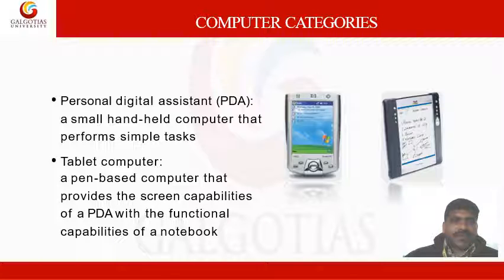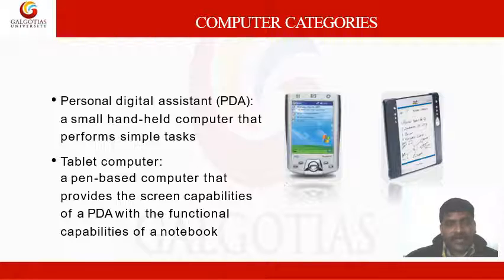Computer categories. There are several categories of computers available in the real world. The first is the personal digital assistant, a small handheld computer that performs simple tasks. Here, we can do only simple tasks. We cannot run any program on the PDA. We can send a message, watch a movie, play music, and that is all we can do on the PDA.